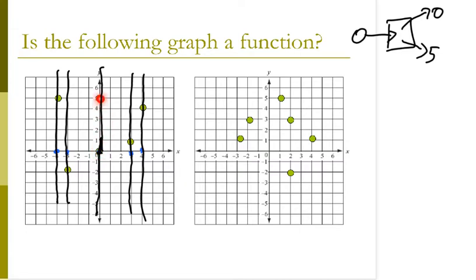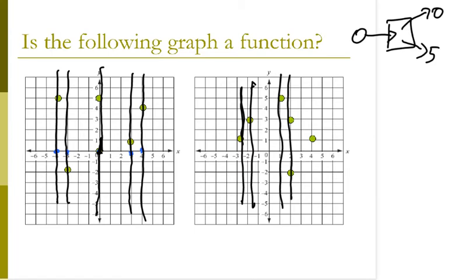If we do the same thing on the second graph, so we draw vertical lines, this one's okay, this point's okay, that point is okay, that one, oh, looks like there's a problem here. So neither of these relations are actually functions.